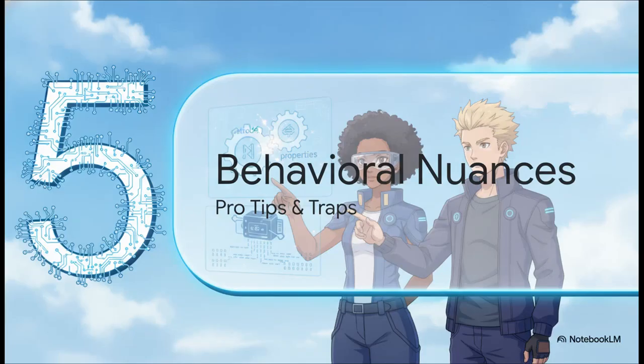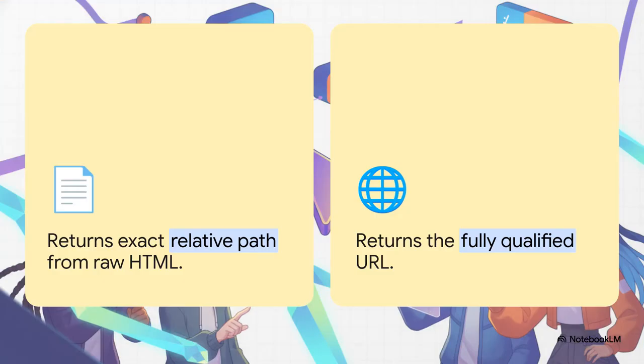Section 5. Crucial behavioral nuances, pro tips, and traps. Now, what's really interesting about this slide is the surprisingly different outputs you get for seemingly the exact same request. On the left, when we use the method getAttribute for href, it returns exactly what is written in the raw HTML text. If the HTML just says /about or subjects, that exact relative path is returned. But look at the right side. When you call the .href property, JavaScript recognizes, hey, this is a link, so it returns the fully qualified URL, appending your entire domain name right onto the front of it. It is the exact same attribute, but you get two completely different answers depending on the tool you decided to use.